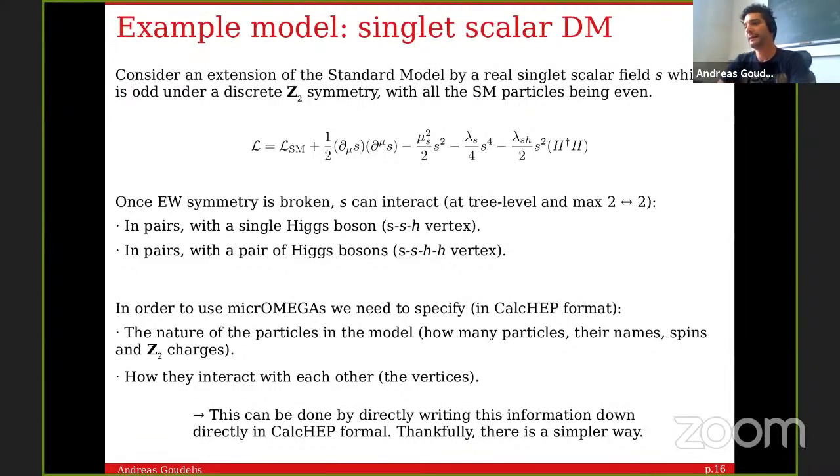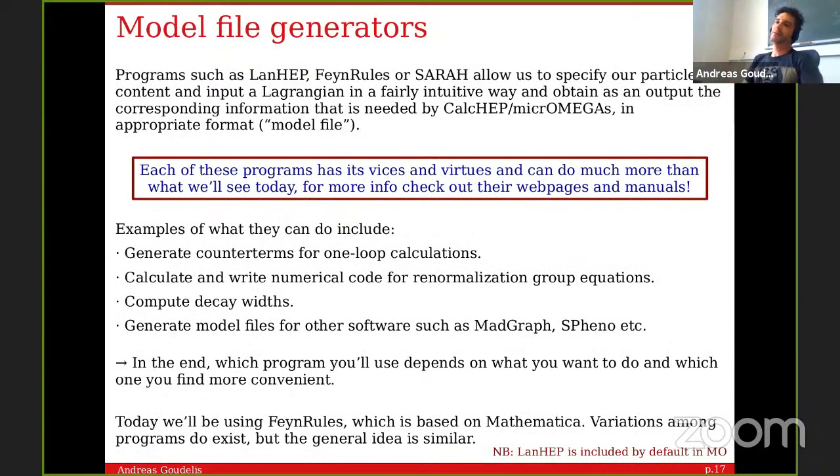Of course, you can do this by directly writing down this information in the CalcHEP format, and we'll see what this looks like in the second part, in step 2, let's say. But thankfully, there is a simple way, which is by using model file generators. So programs such as LANHEB, Feynman rules, or SARA allow us to specify a particle content and input a Lagrangian in a way which is fairly close to what we would write in a paper, and give us as an output the corresponding information that is needed, for instance, by CalcHEP and micrOMEGAs in an appropriate format, so what we call a model file.